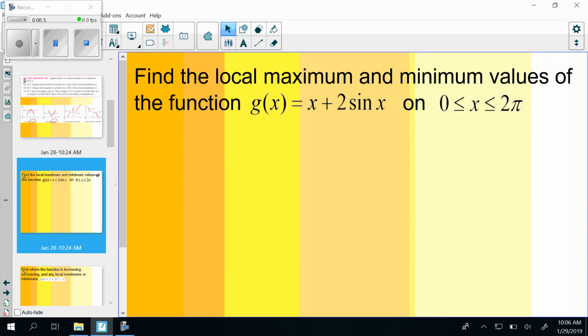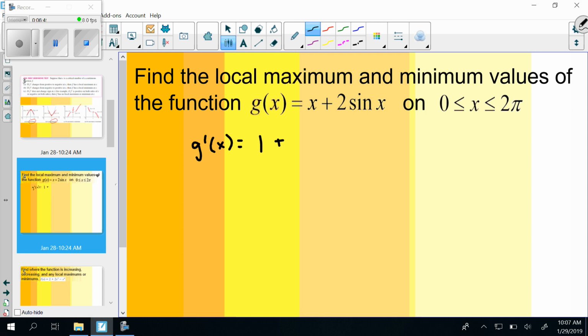All right, so in this example, they want us to find the local maximum and minimum values of this function on the interval from 0 to 2 pi. So like the last problem, our first step, we'll figure out what is the derivative of this. So the derivative of x is 1. The derivative of 2 sine x, 2 is just a coefficient here, so we can bring that with. The derivative of sine is cosine.